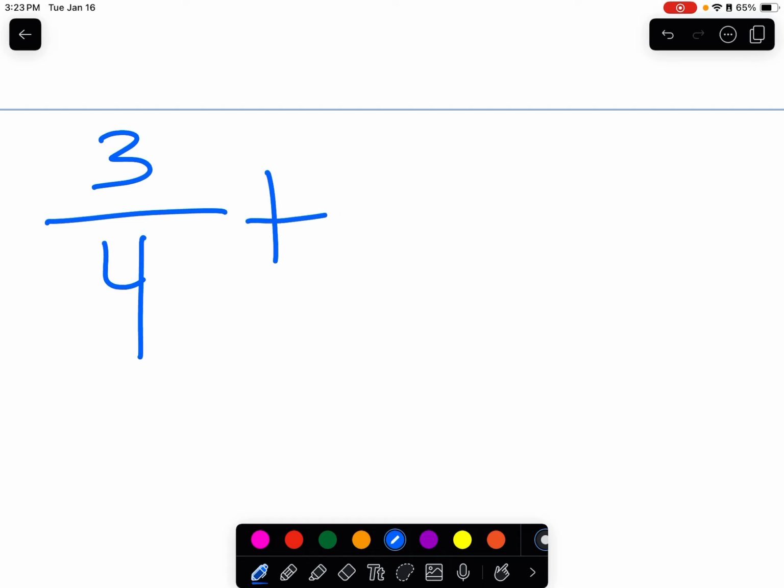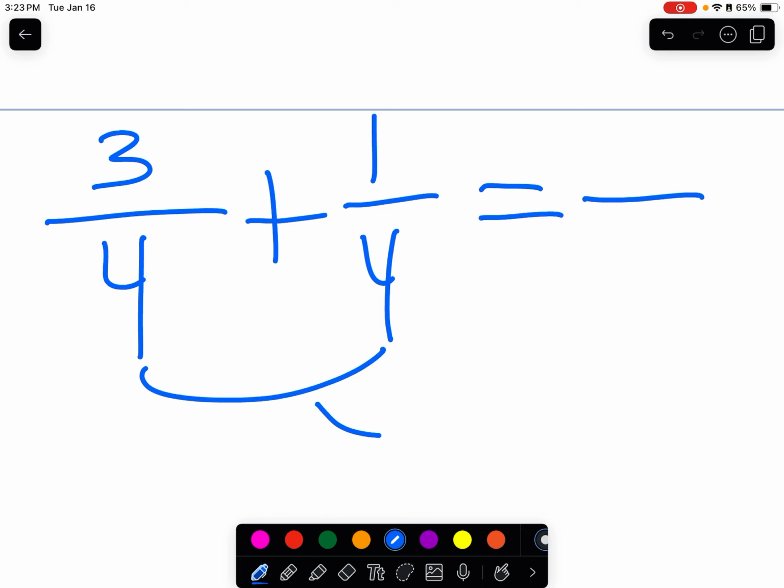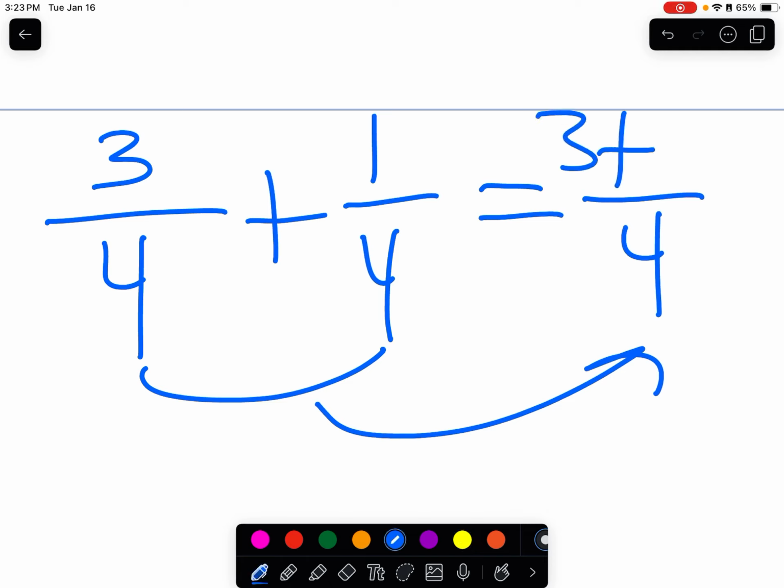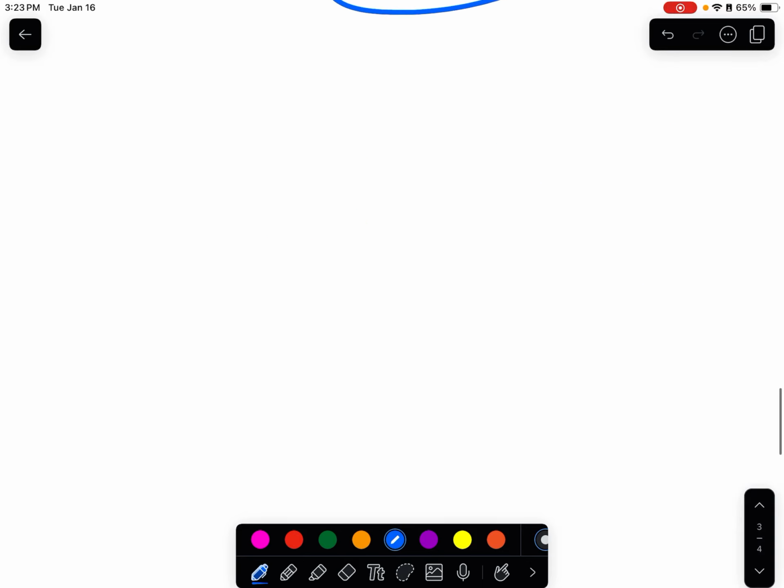3/4 plus 1/4. We're going to keep the denominators the same, and then we're going to add. And if you need to do it this way to break it down slowly, 3 plus 1, we're going to add the numerators. It gives me 4 out of 4.